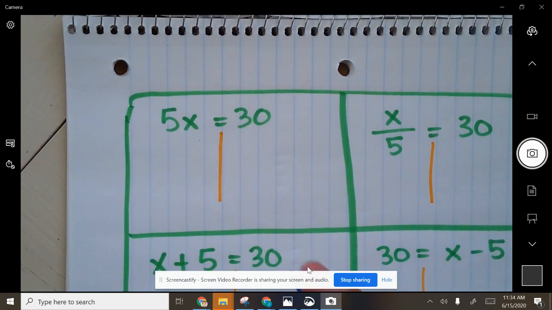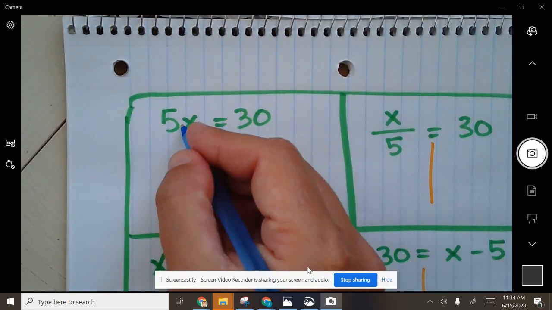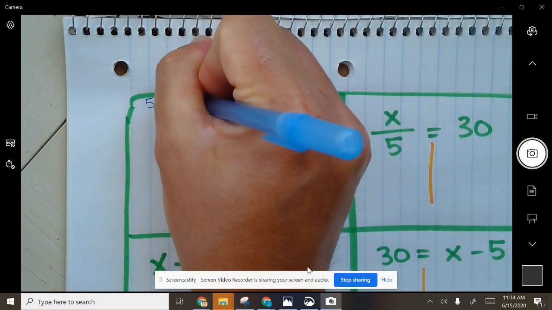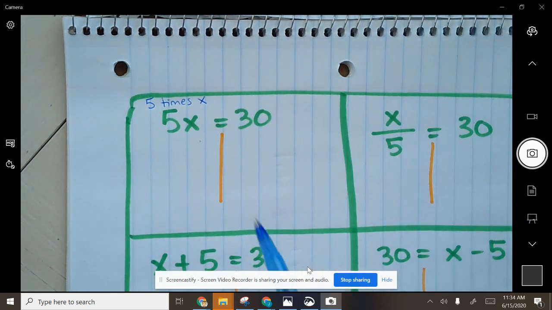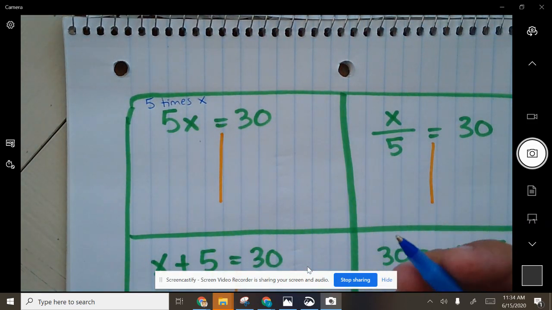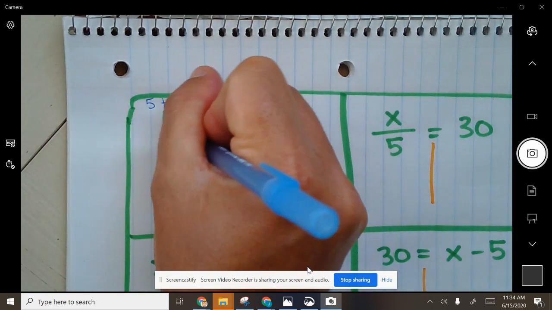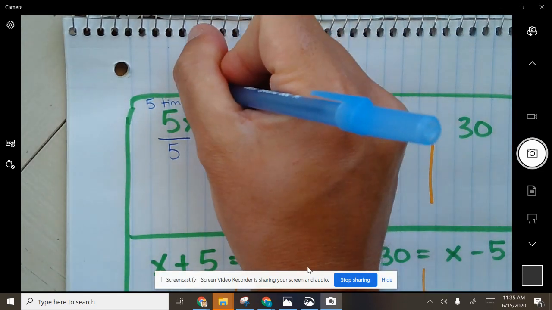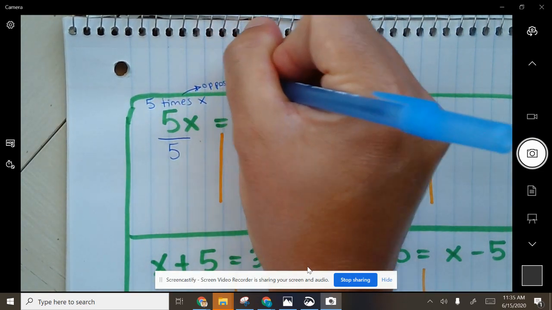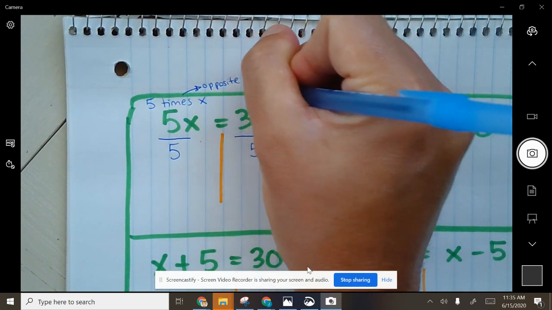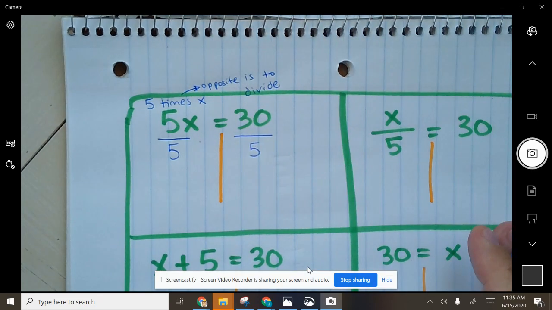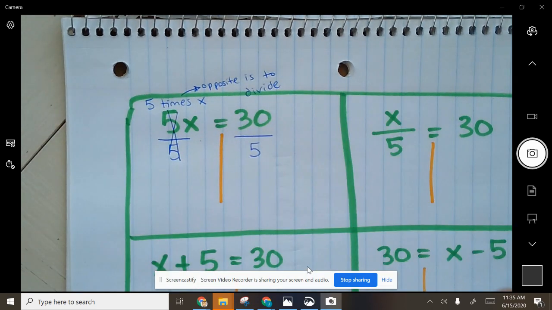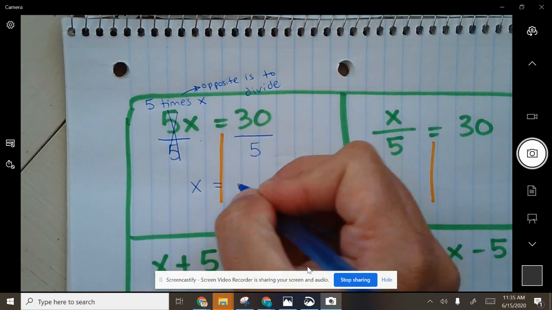Now, this is 5 times x. When they're right next to each other, you could do 5 times x, or it might say 5 times a number, all right? Well, what's the opposite of multiplication? You're going to divide to both sides. We're going to see times, opposite is to divide, or division, all right? So to get rid of this 5, you have to divide to both sides. x now equals 30 divided by 5.